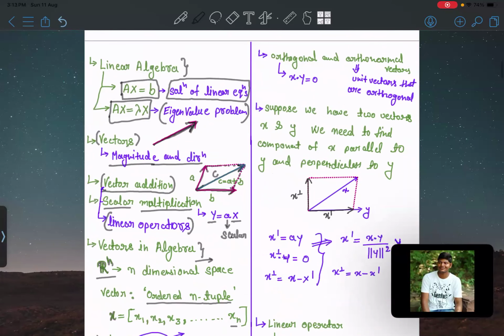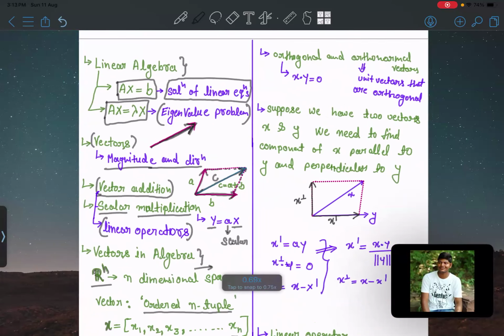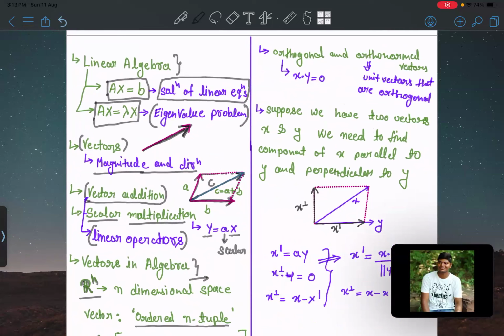So if two vectors are orthogonal, their dot product will be 0, and these two vectors are called orthogonal vectors. If their magnitudes are also unit, meaning they have unit magnitude, then they are called orthonormal vectors. Orthonormal vectors are vectors that are perpendicular to each other and have a magnitude of 1, that is, unit vectors.